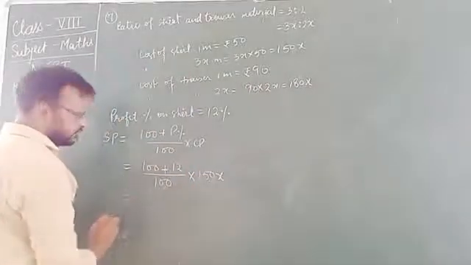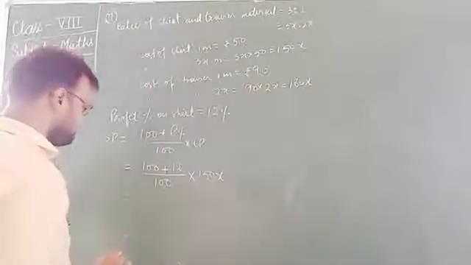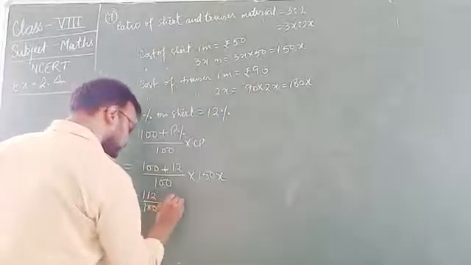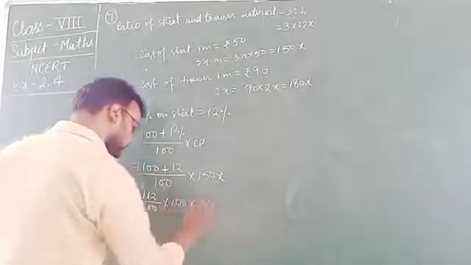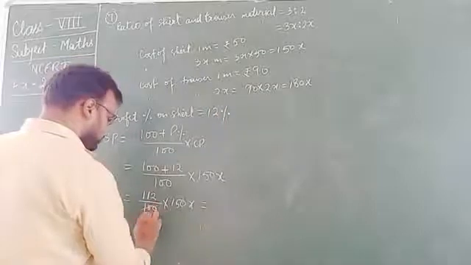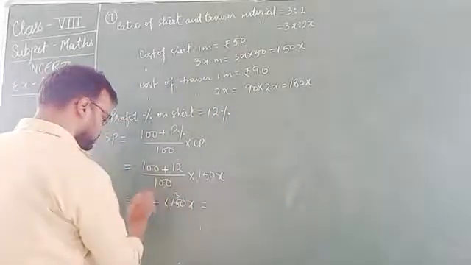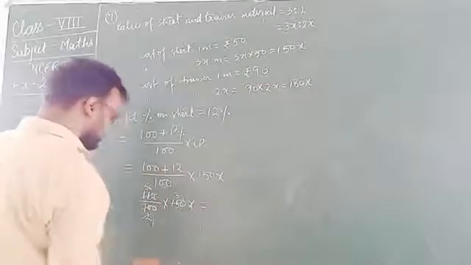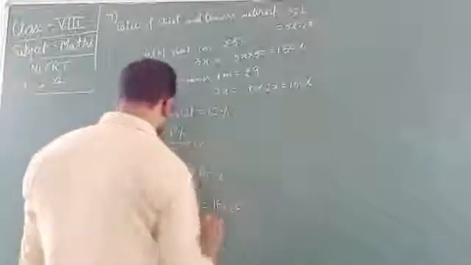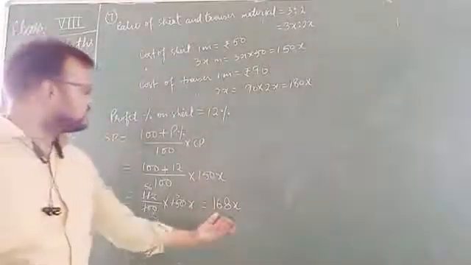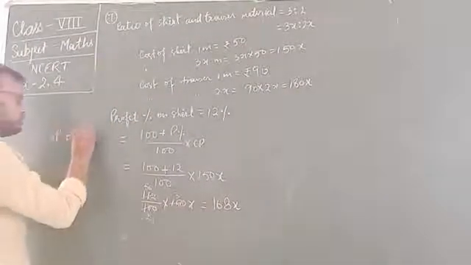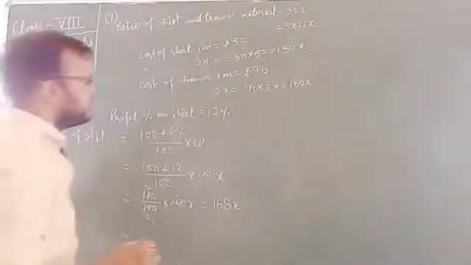Solve this. This becomes 112 upon 100 into 150x. Zero, zero cancel out, and we get 168x. This is done. Total SP of the shirt is 168x. Here we write SP of shirt. Now SP of pant.